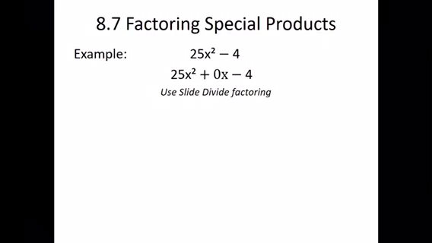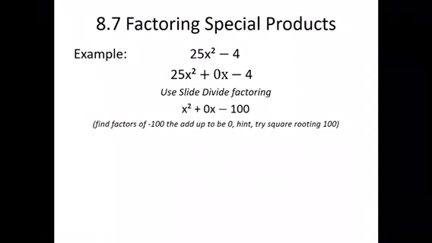Now we're going to use slide, divide factoring. We multiply 25 and negative 4, and we get negative 100. So we've got x squared plus 0x minus 100. A hint when doing a special product problem, you're looking for two factors that multiply together to give you a number, in this case negative 100, but add up to be 0. When you're doing that, a nice shortcut to use would be to think of taking the square root of your last term, because whatever number you have to have is going to be its opposite. So in this case, the square root of 100 is 10. The only number that adds to 10 to make 0 is negative 10. And so our factors become 10 and negative 10.